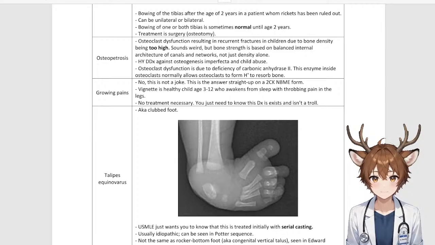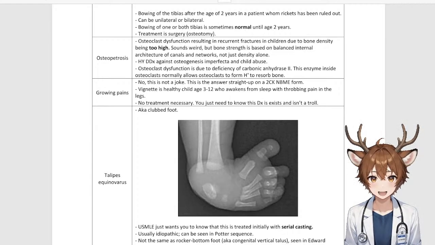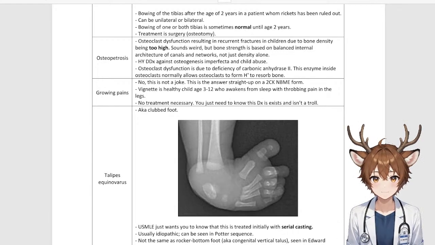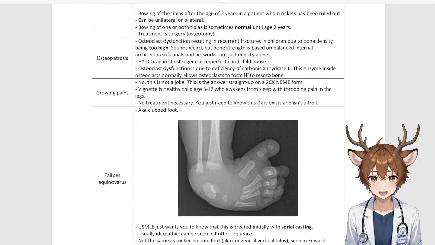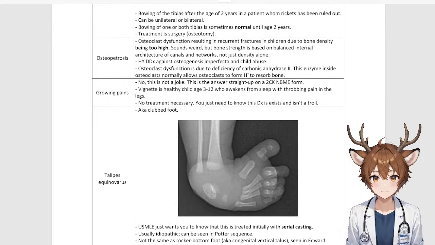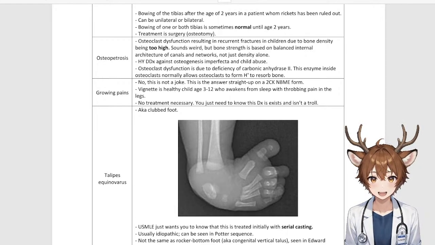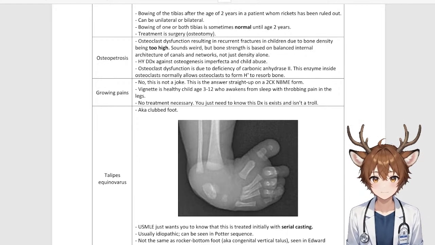Osteopetrosis. Keep that word in mind. Petrosis, Petrum, Petra, Peter, right? Why is he called Peter? Because he is the rock, right? Why is it called osteopetrosis? Because your bone turns to stone.